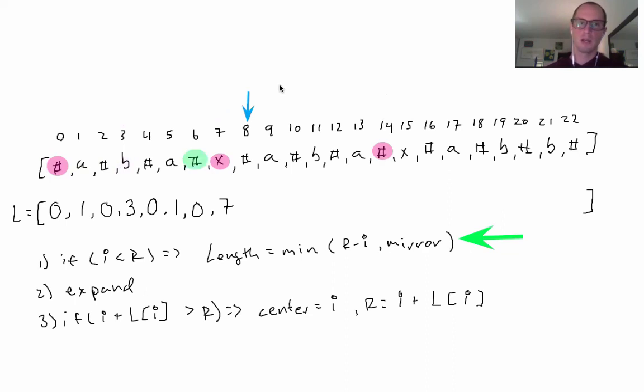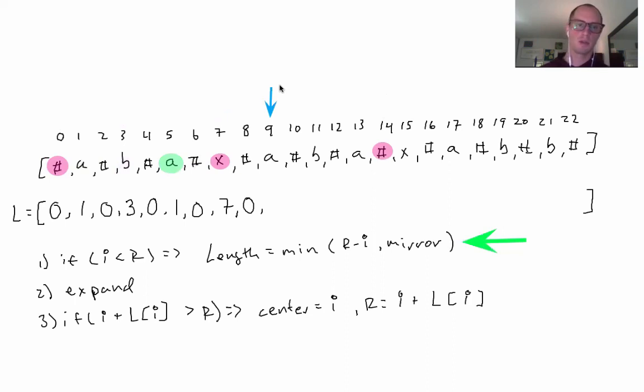Index 8 has a mirror at index 6. Index 6 palindrome is 0. So we can use index 6's palindrome to update 8. We'll update 8 to 0, and we'll try to expand around index 8. We cannot expand around index 8. We'll also try to update the center. We'll see that it does not expand beyond the right boundary. So we will not update the center. We'll increment to index 9.